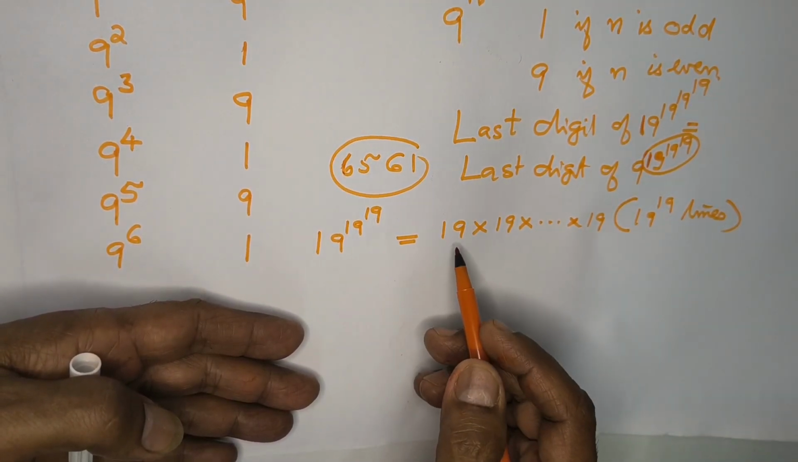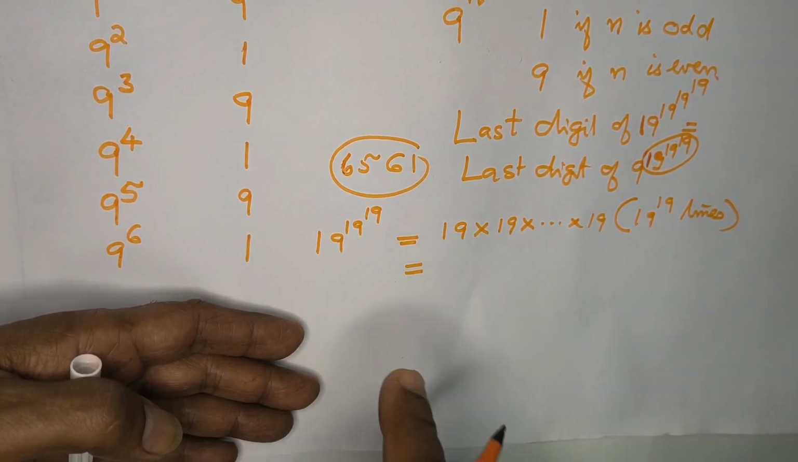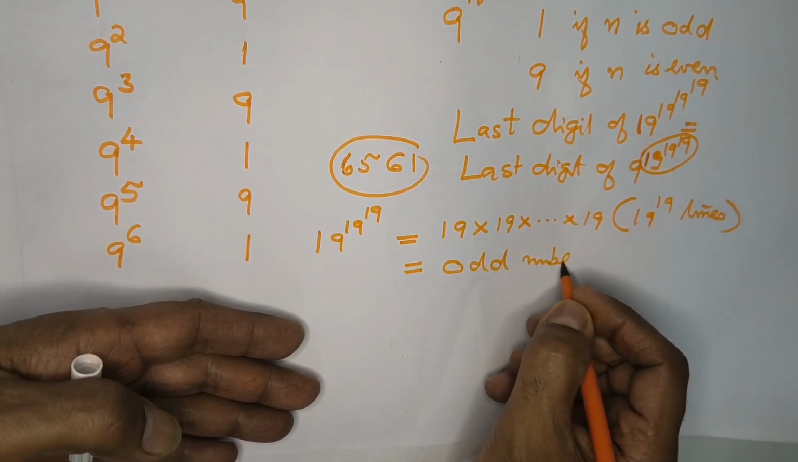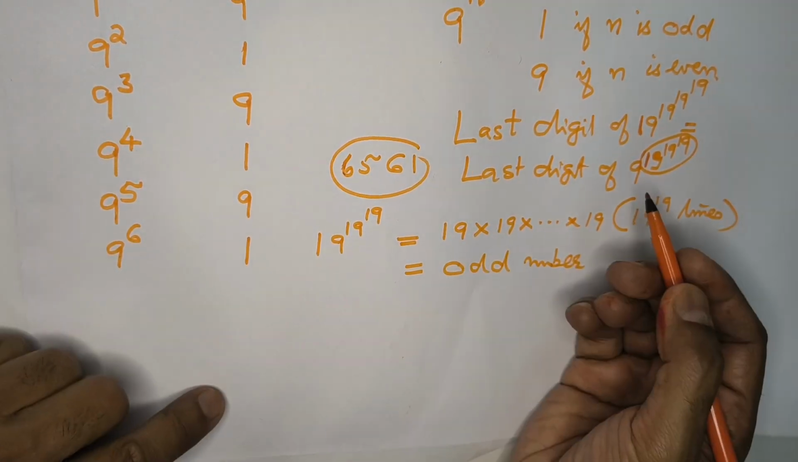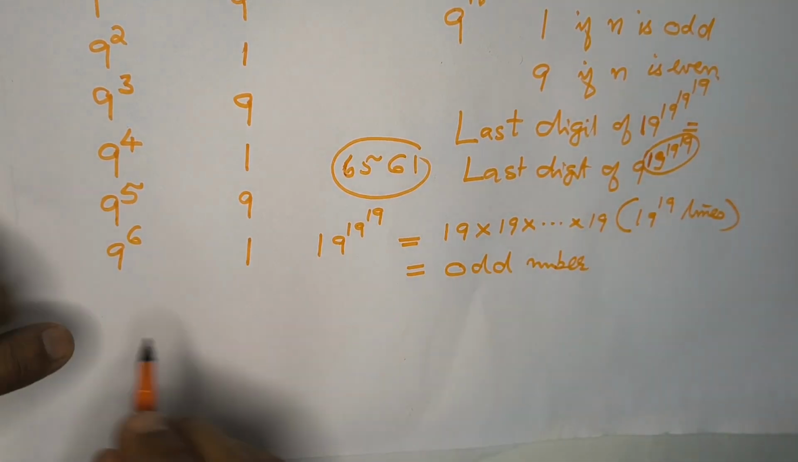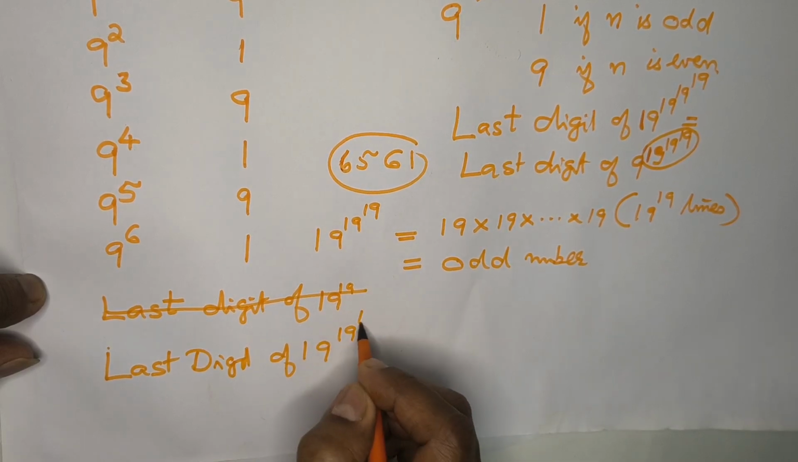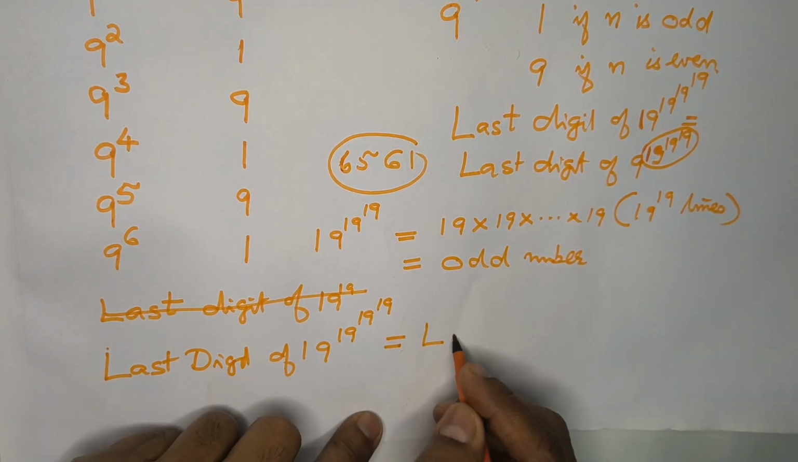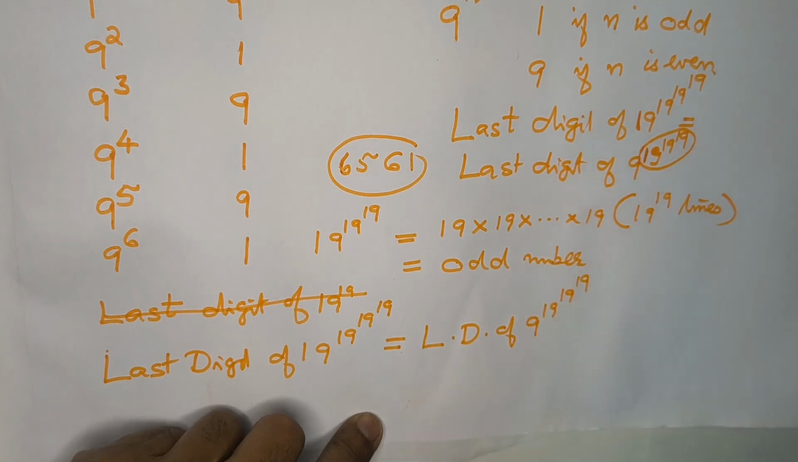So when you multiply an odd number by itself any number of times, you are going to get what kind of number? Odd number or even number? That will be an odd number. Can you see this? Because 19 is odd, and an odd number multiplied by itself any number of times will result in an odd number. So now the last digit of this, let me rewrite again. Last digit of 19, 19, 19, 19. Like I wrote here, last digit of 9, 19, 19, 19.